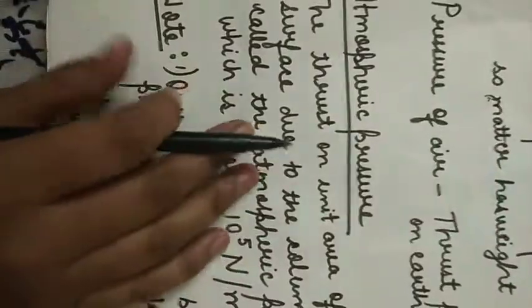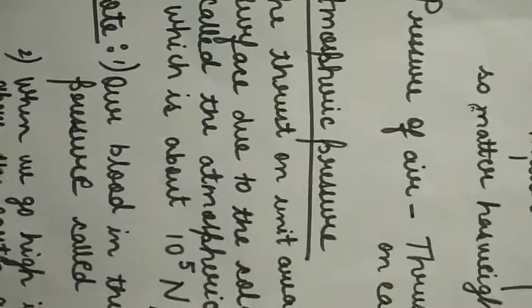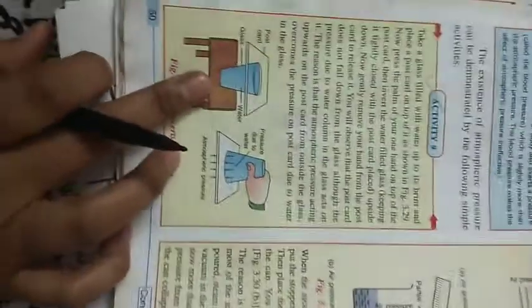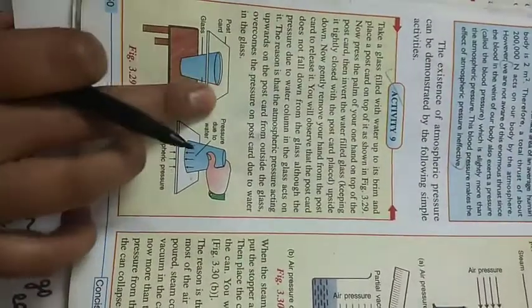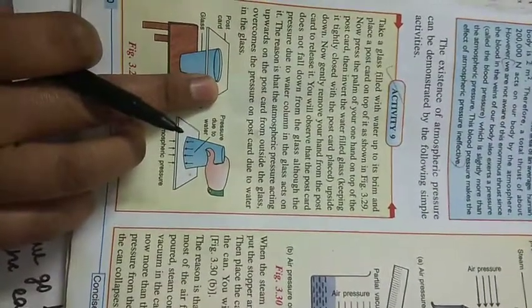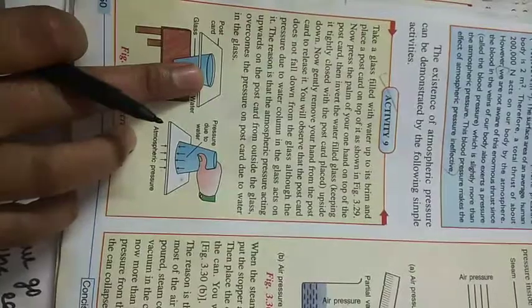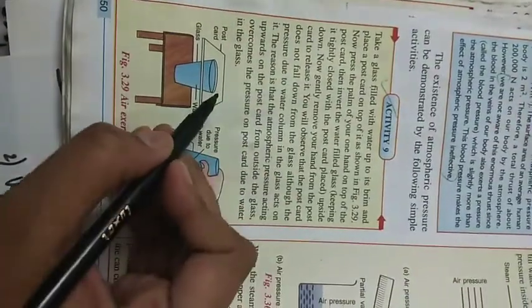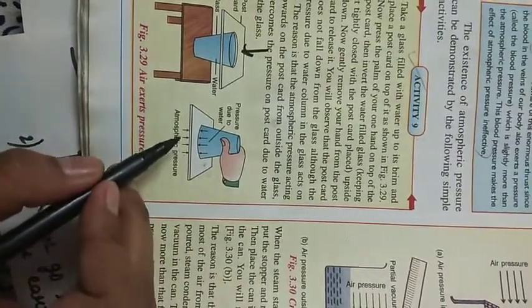Now to understand atmospheric pressure, we will go through some activities given in the book. The first activity is this: we have taken a glass which is full of water, and we have covered this glass with a cardboard. You can also cover it with some plastic lid. Now we press this lid from the top with our hand, and then we turn this glass upside down, as given in the picture. Then we remove our hand from the cardboard.